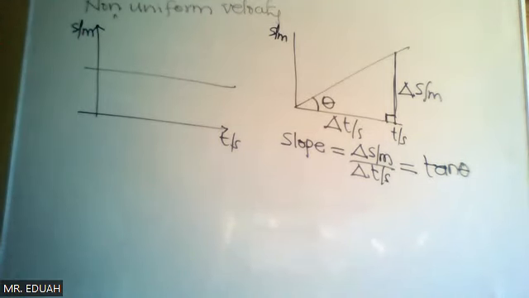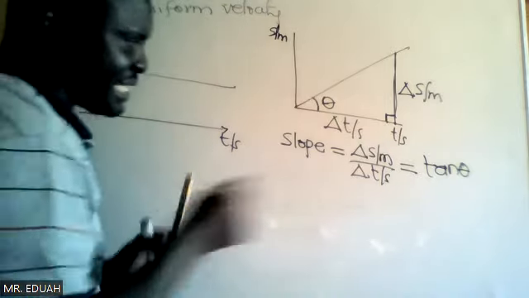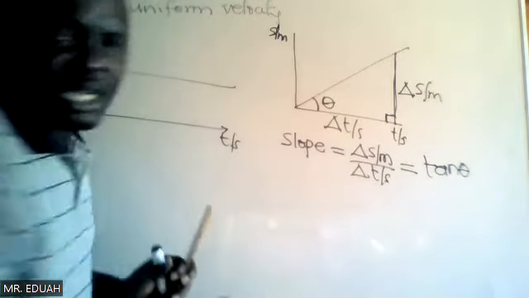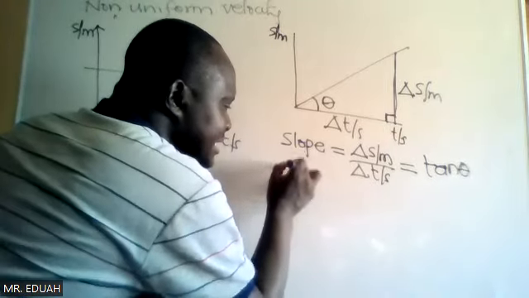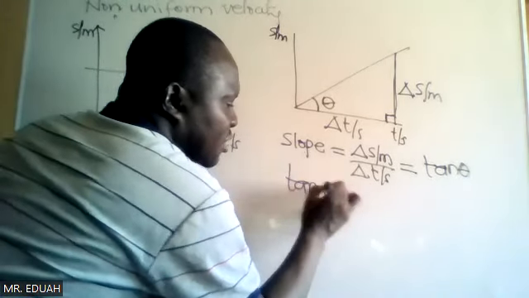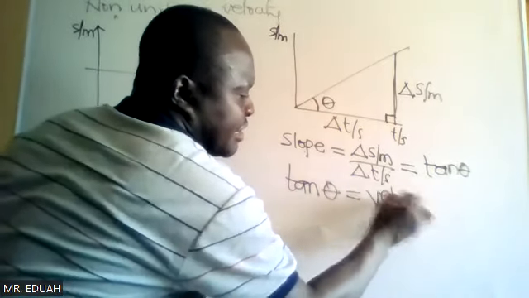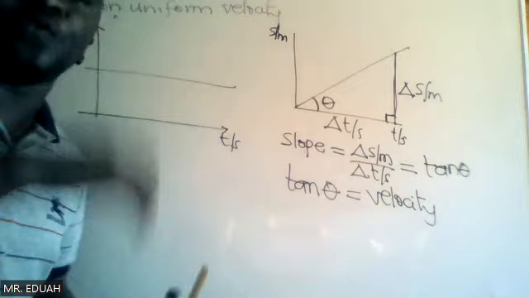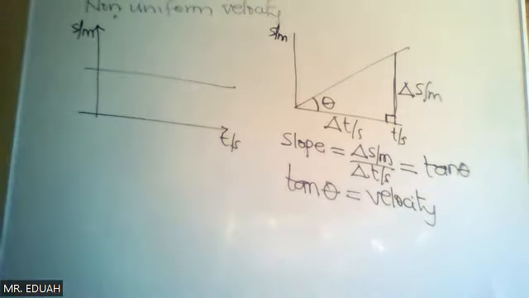Okay. So you can also say that for a displacement time graph, the slope is equal to the velocity or the speed. And so we can also say that tan of the angle theta is equal to the velocity, because for a displacement time graph, the slope is equal to velocity. So I can equate this to the velocity.